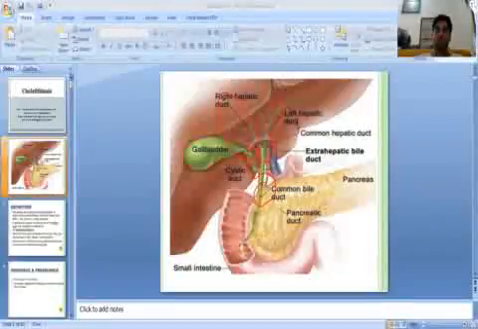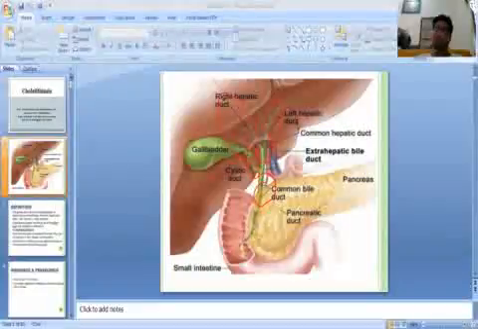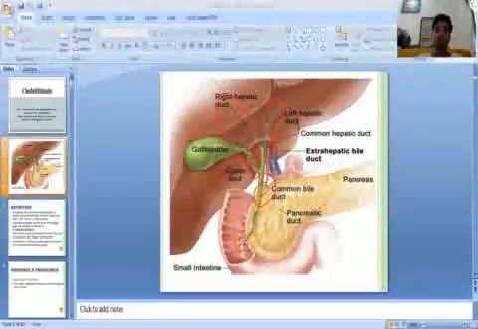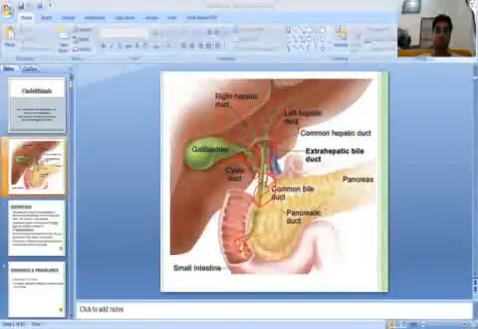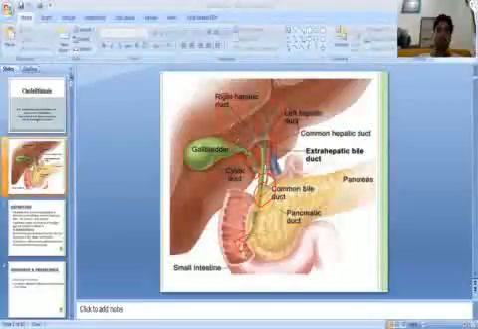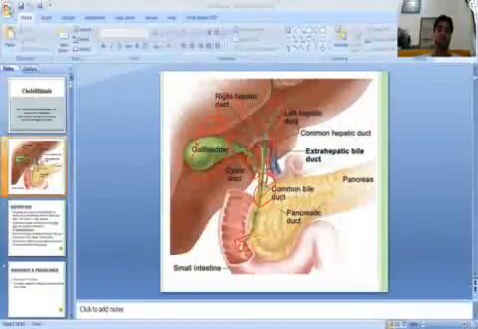The common bile duct and the pancreatic duct conjoin and drain into the first part of the duodenum. Okay, so this is the gallbladder, situated in the inferior surface fossa of the liver. Okay, students.